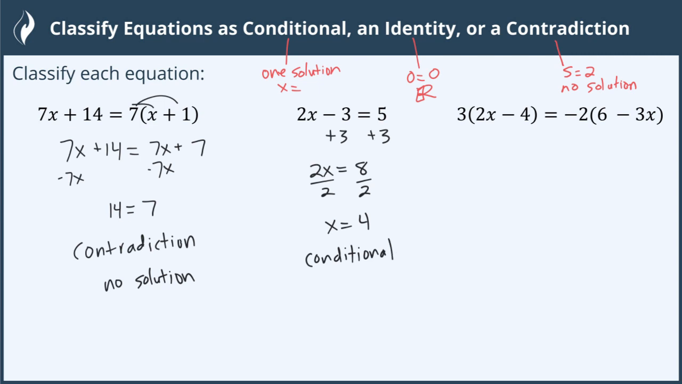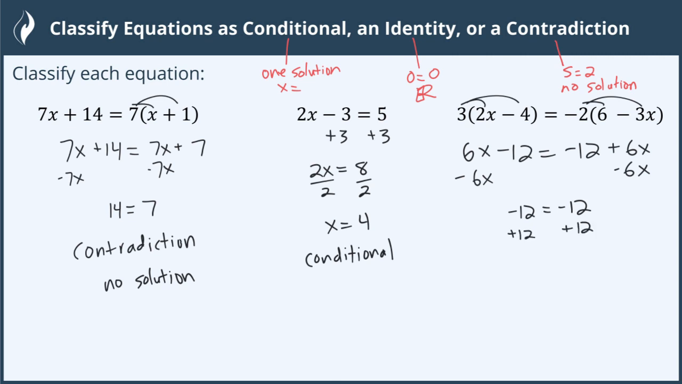Okay, let's look at this last one. If we distribute the 3, we end up with 6x minus 12 is equal to, and then distribute on this side, we've got negative 12 plus 6x. When I subtract 6x on both sides, I end up with negative 12 equals negative 12. I can go further to add 12 on both sides to get my 0 equals 0. So this one means all real numbers, and this is how we do the all real number symbol. And this one would be an identity. So no matter what number you plugged in for x, it would work for this equation.